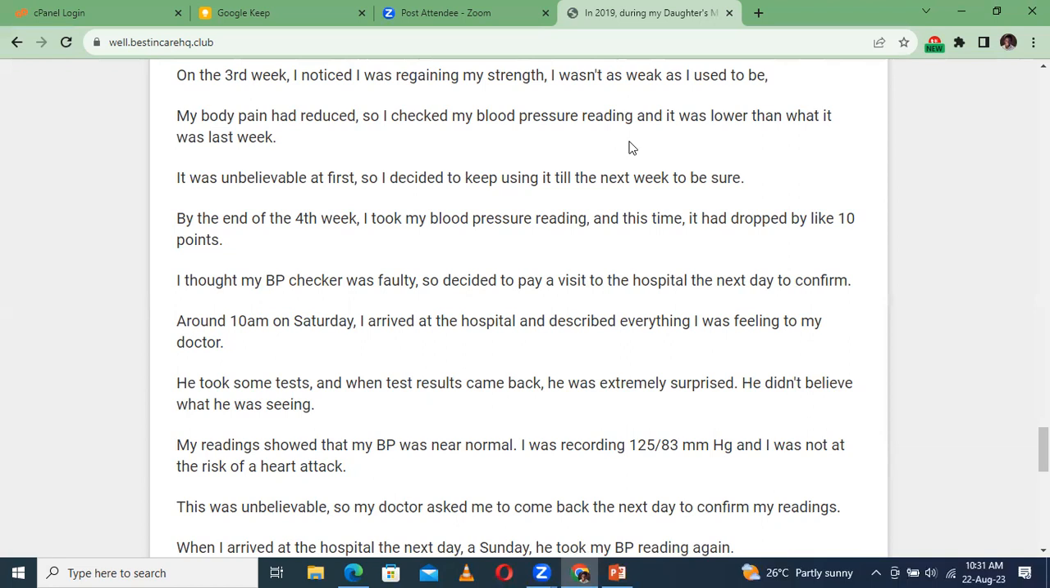My body pain had reduced, so I checked my blood pressure reading and it was lower than it was last week. This was unbelievable at first, so I decided to keep using it till the next week to be sure. By the end of the 4th week, I took my blood pressure reading and this time it had dropped by like 10 points. I thought my BP checker was faulty, so I decided to pay a visit to the hospital the next day to confirm.